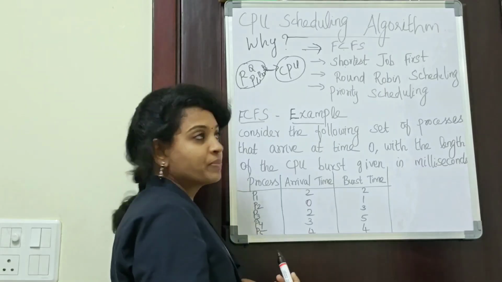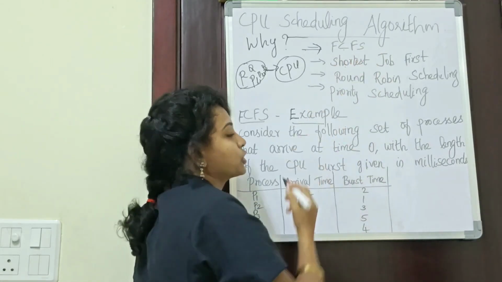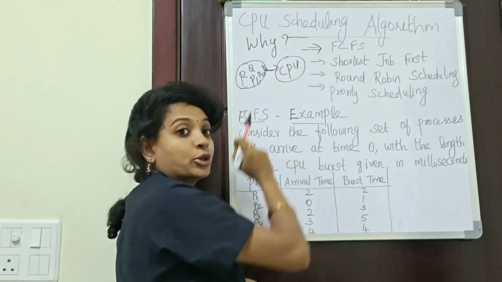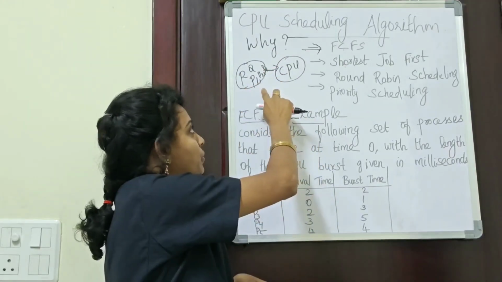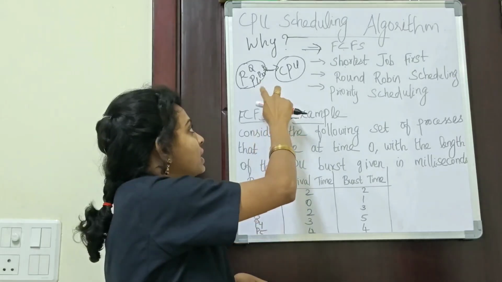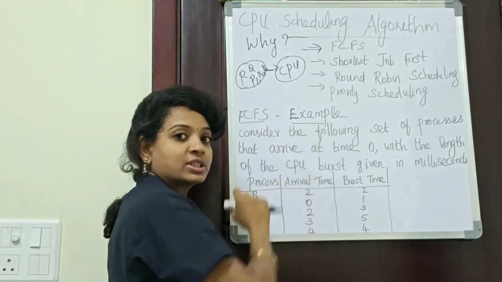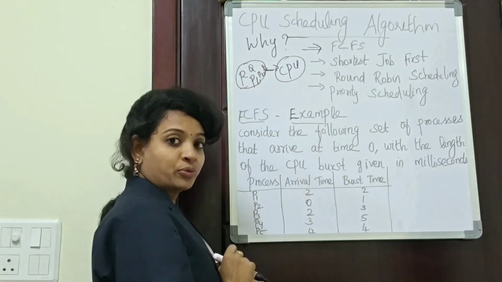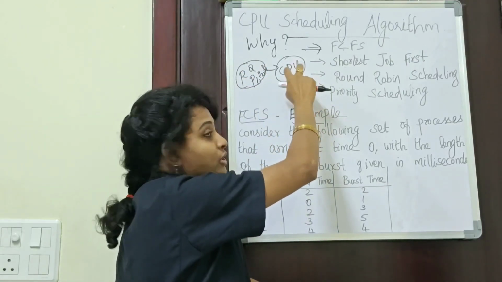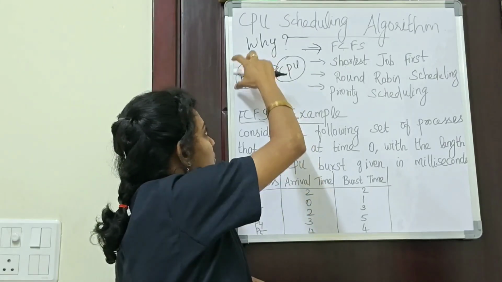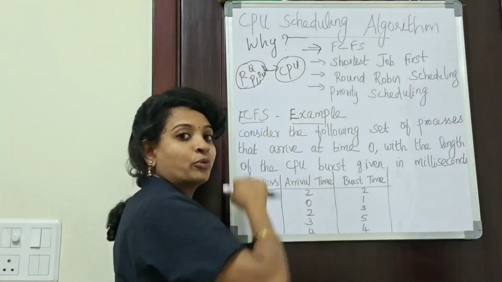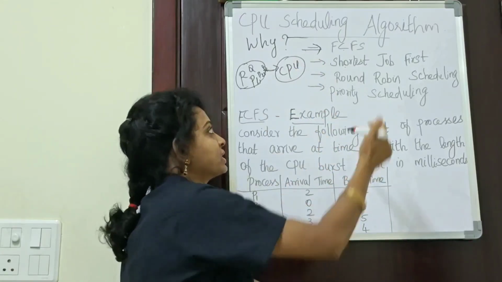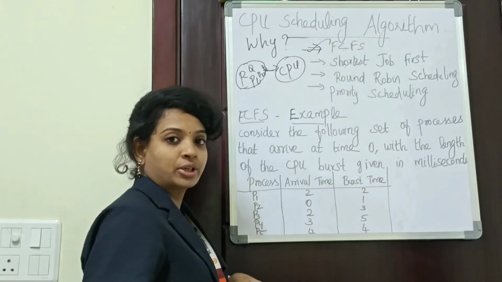scheduling algorithm. First come first serve scheduling algorithm means whatever process comes in the ready queue first. Suppose the P1 process comes in the ready queue first, then the P1 process will be executed in the CPU first. Suppose the P4 process comes in the ready queue first, then the CPU will execute the P4 process. Whatever process comes in the ready queue first will be executed first in the CPU. So that is first come first serve scheduling.